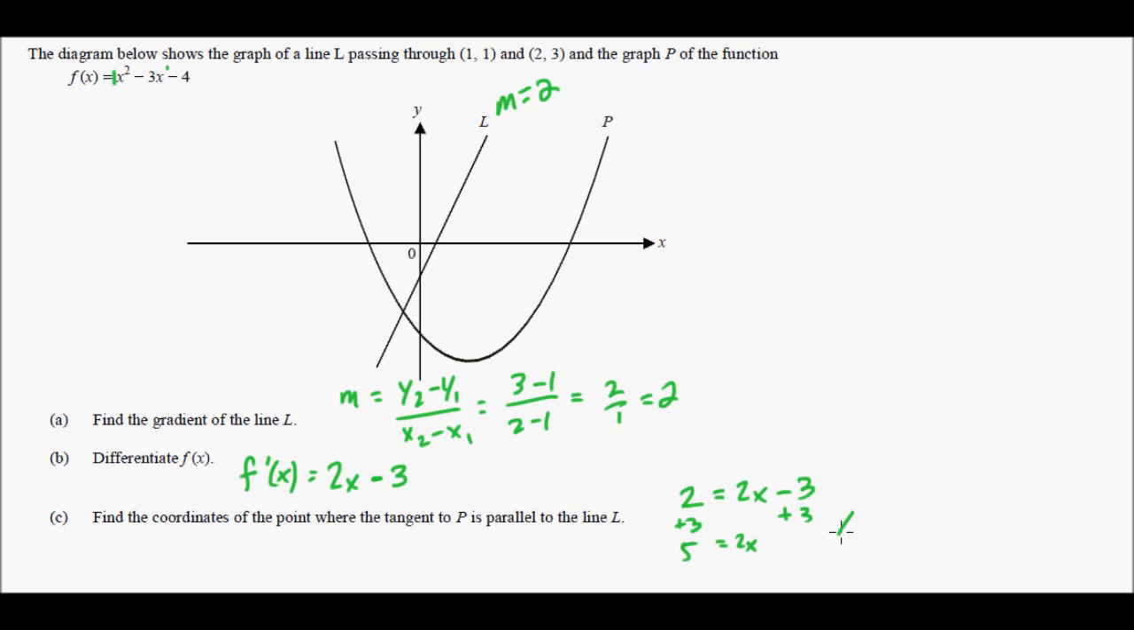So x is going to be 2.5, or 5 halves. Now they want the coordinates of the point. To get y, we just have to sub it into the function. So we would do 2.5 squared minus 3 times 2.5, I'm just subbing it in right here, and minus 4. So what do we get if we do that?